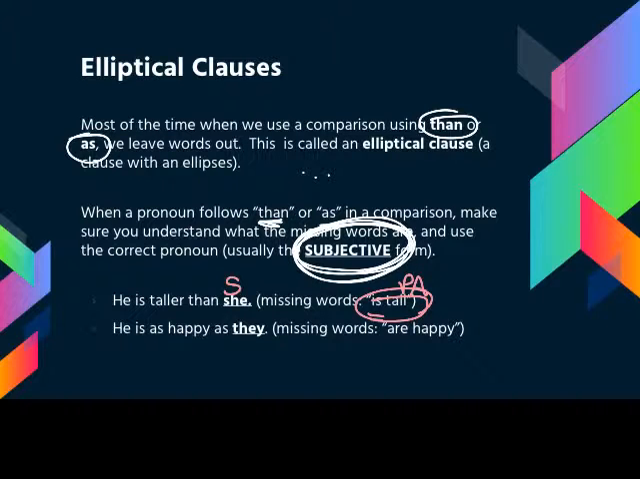The next sentence, he is as happy as they are happy. He is as happy as they. We wouldn't say them because it's not functioning in an objective form. It's functioning as the subject of this elliptical clause.